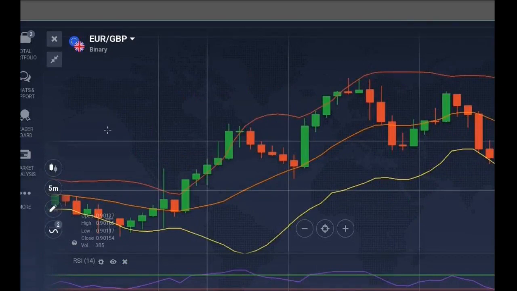Okay, this is the Euro Great Britain pound, and you can see that it is 5 minute candlesticks, which indicates a 5 minute expiry. You can see that there's a strong move up, a break of the Bollinger Band.